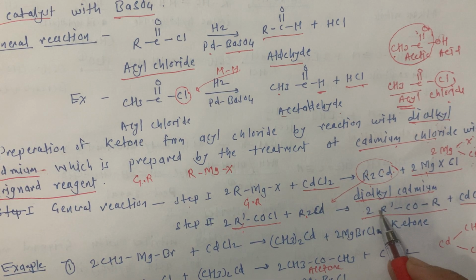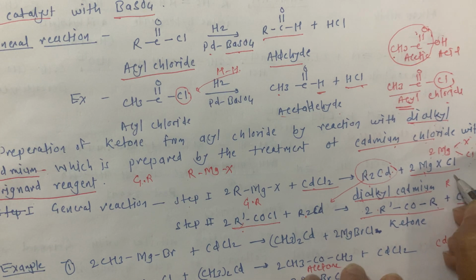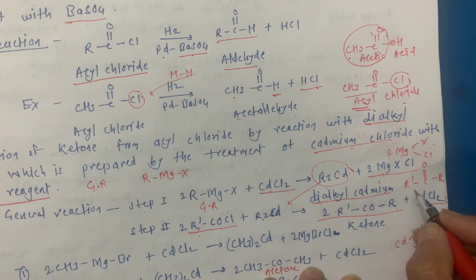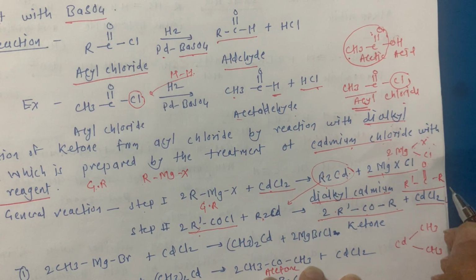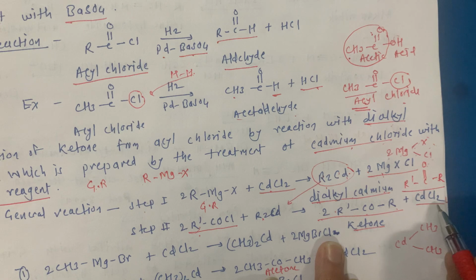What is this? R-COR means what is this? This is nothing but R-C double bond O-R. This is our ketone. R and R may be same or different. So this is our ketone. And here the byproduct is cadmium chloride.